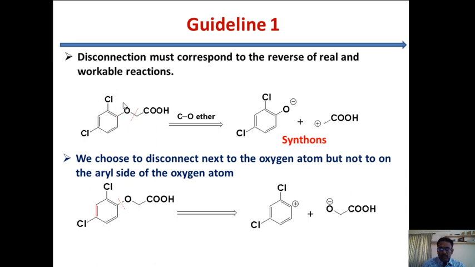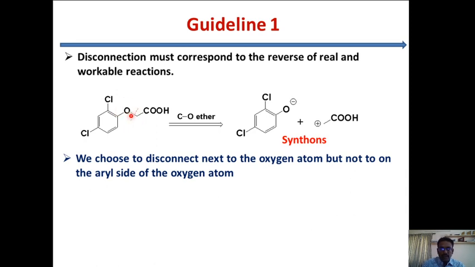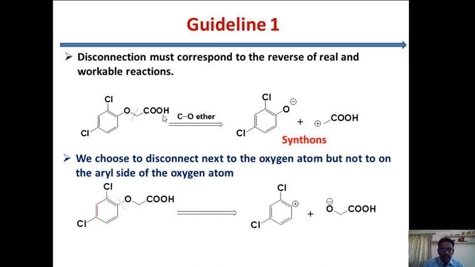See, the alkyl oxygen C bond. On the left side also we have a carbon connected to the oxygen, and on the right side also a carbon is connected to the oxygen. So we have two C-O bonds, two ether bonds. We can say one is aryl oxygen and one is alkyl oxygen. Suppose you are choosing the other side, that is, breaking the aryl-oxygen bond, then you will end up with these two synthons.